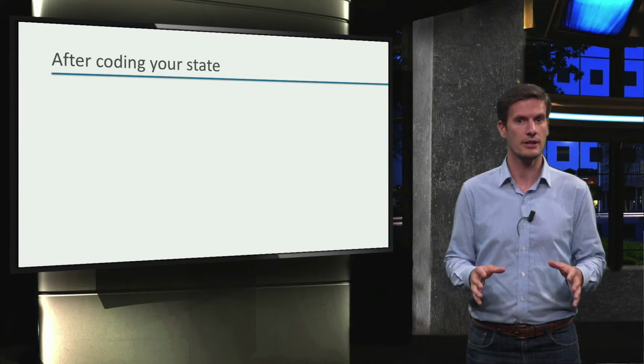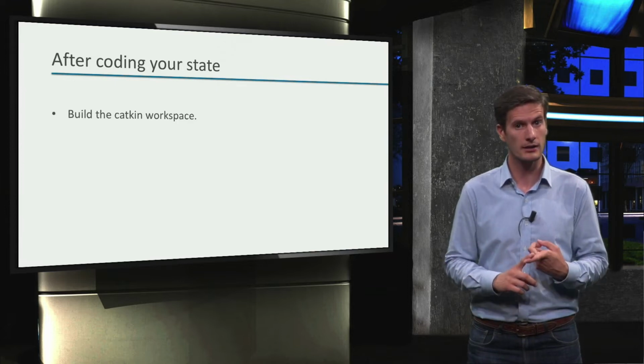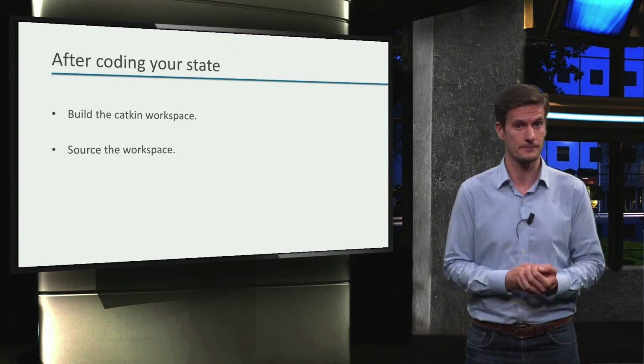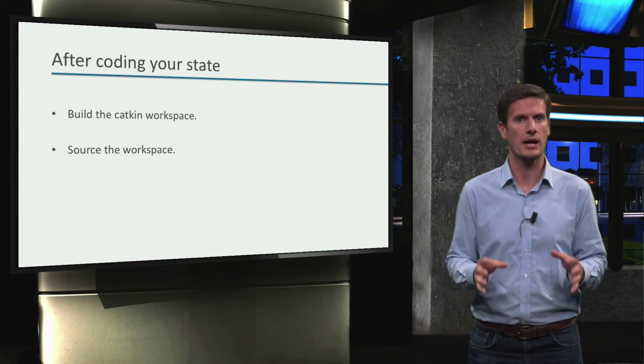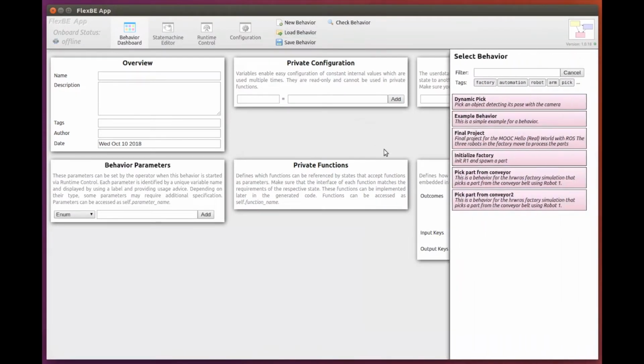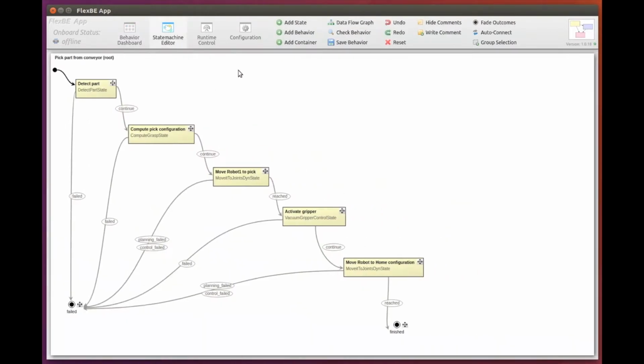Before using our newly created state implementation, remember that first we need to build our Catkin workspace and source it for FlexBE to know about it. Once we do that, we can open the FlexBE app again and use our state in a behavior. Let's load our demo behavior, pick from conveyor, and go to the state machine editor.